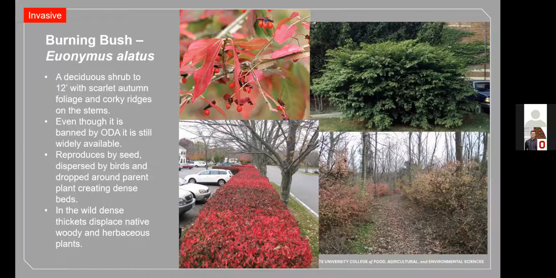If left untrimmed, it can grow to 20 feet and be confused with our native sweet gum tree because of its winged stems. In the wild, hundreds of seedlings can be found under the parent plant where seeds drop in what is termed a seed shadow.